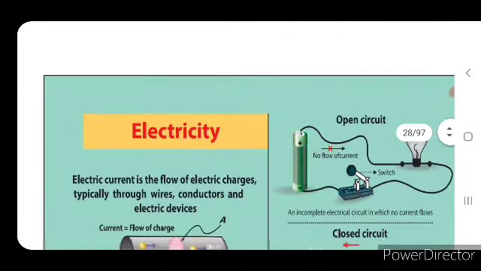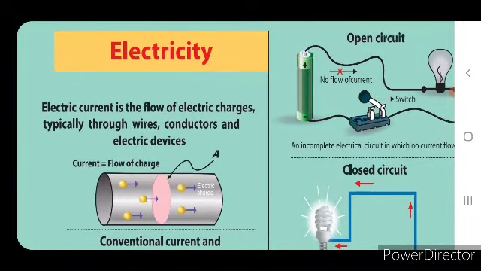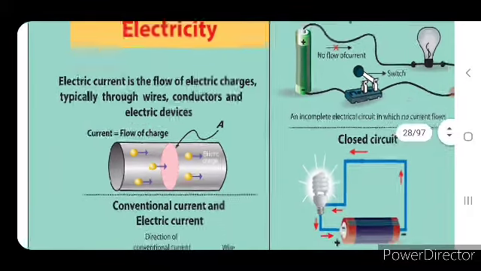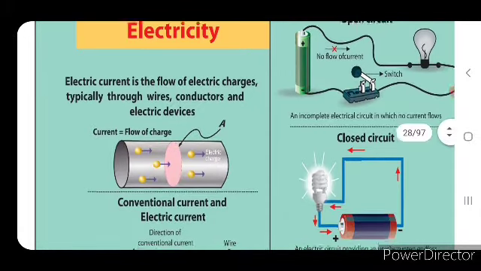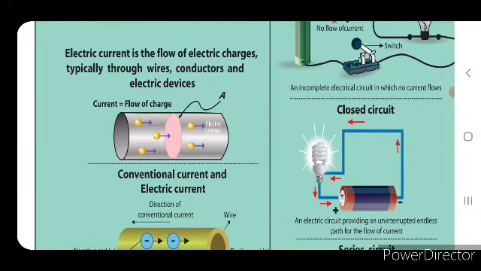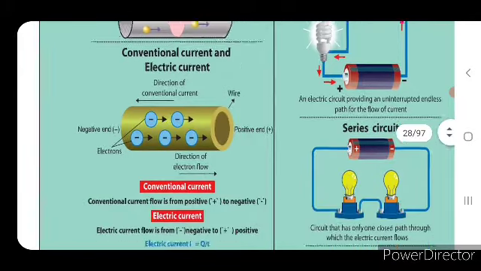Okay children, so up to this we have seen electricity. Just a recap: electric current is the flow of electric charges, typically through wires, conductors and electric devices. So current is equal to flow of charge. Conventional current and electric current: the direction of conventional current is opposite to the direction of electron flow.